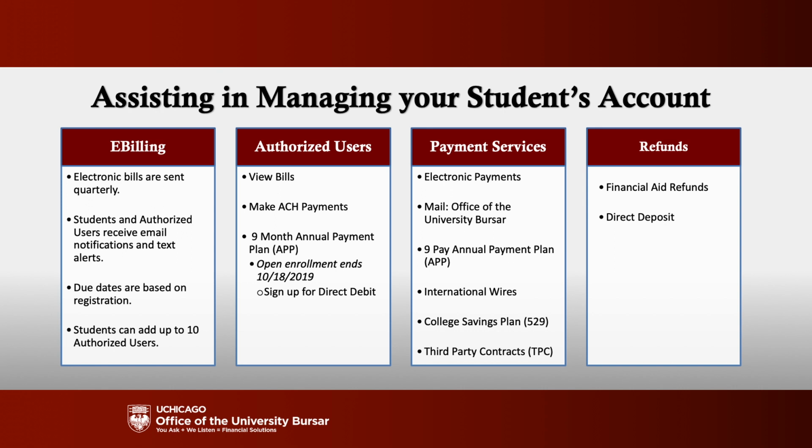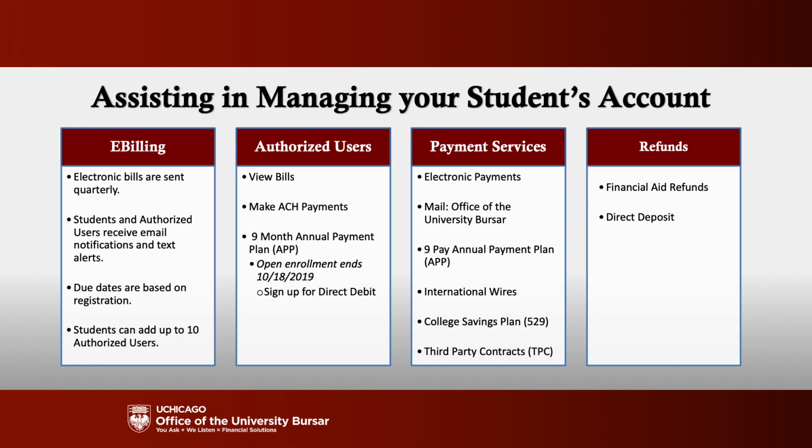And then you also have the option to use the 9-pay plan. The 9-pay plan ends October 18th. What this is, you can take your annual tuition charges and fees and break it up into 9 payments, and it's aligned with the academic year. You can also sign up for direct debit, where the funds can come directly out of your checking account to make the 9 payments. And keep in mind, with a 9-payment plan, you're not following the regular bill cycle.